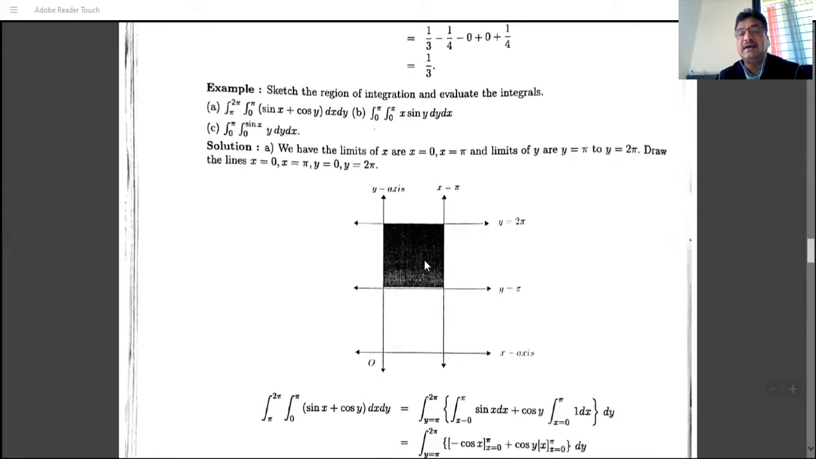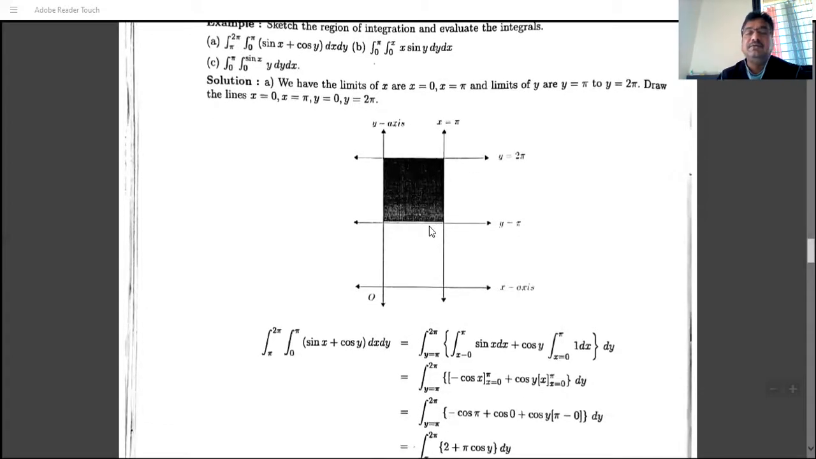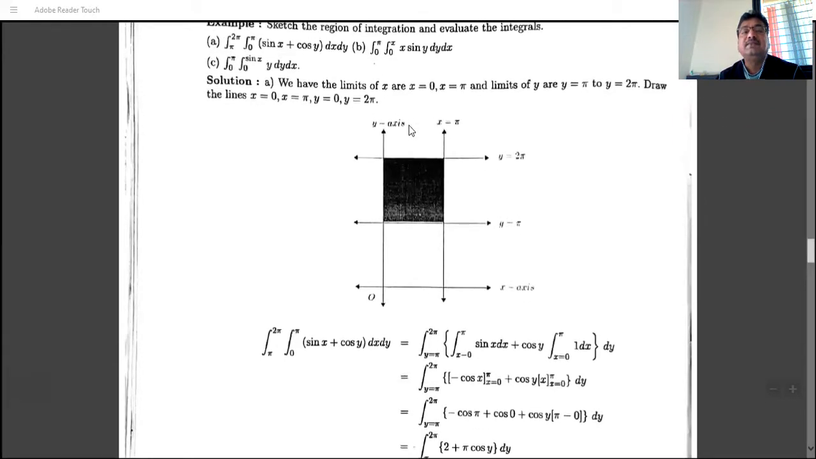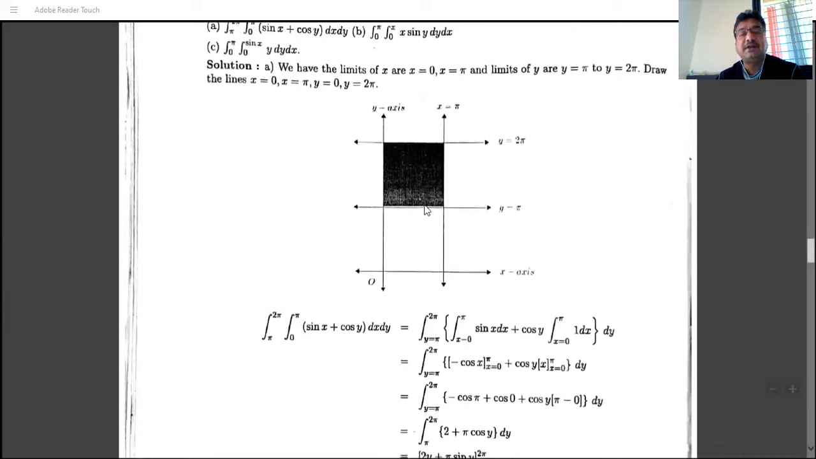And so this is the area bounded by these 4 lines, that are what? X is equal to 0, x is equal to pi, y is equal to pi, and y is equal to 2 pi. And now we have to integrate over this region. In order to solve the integration, this figure is not important. But if the question is to sketch the region of integration, then this is the region of integration.